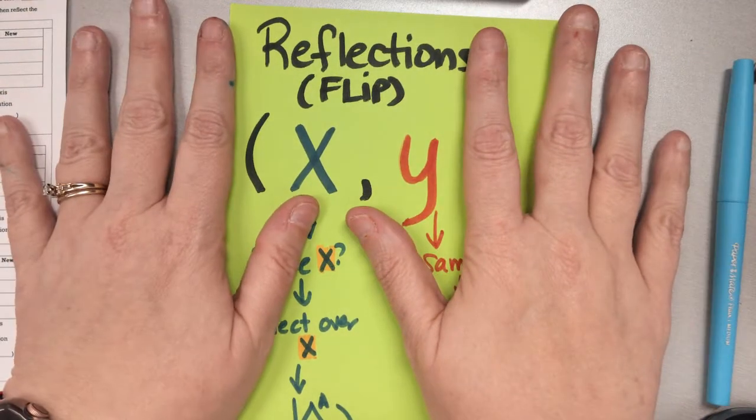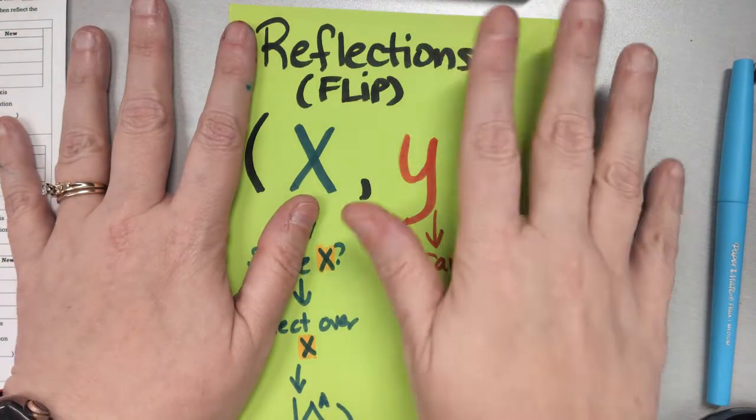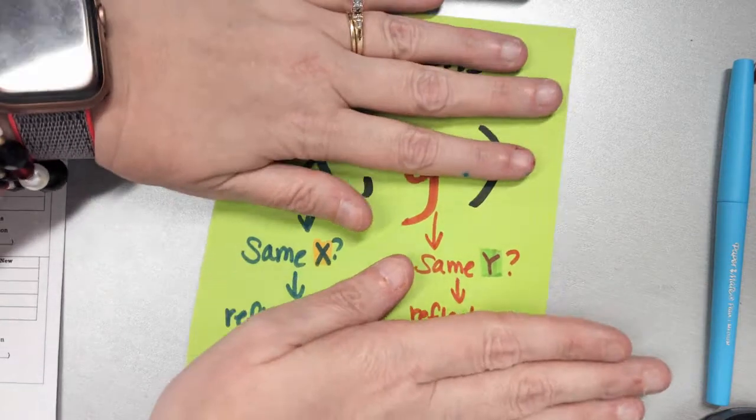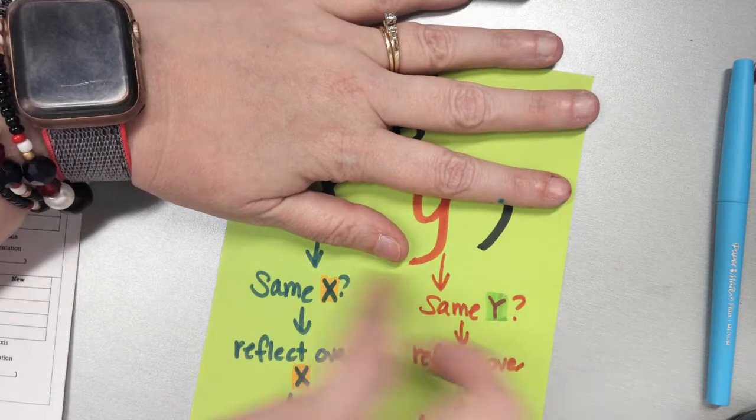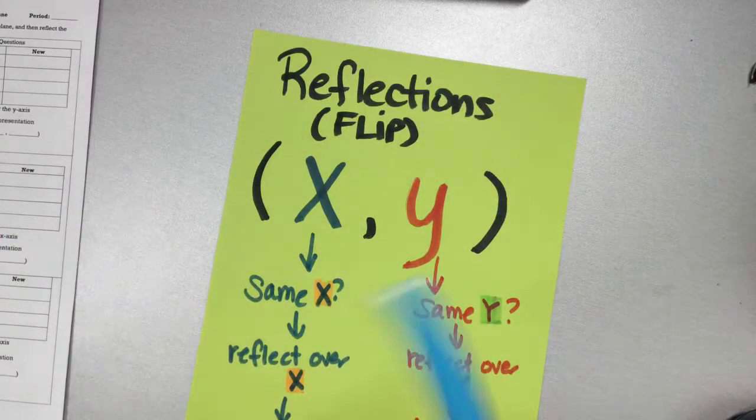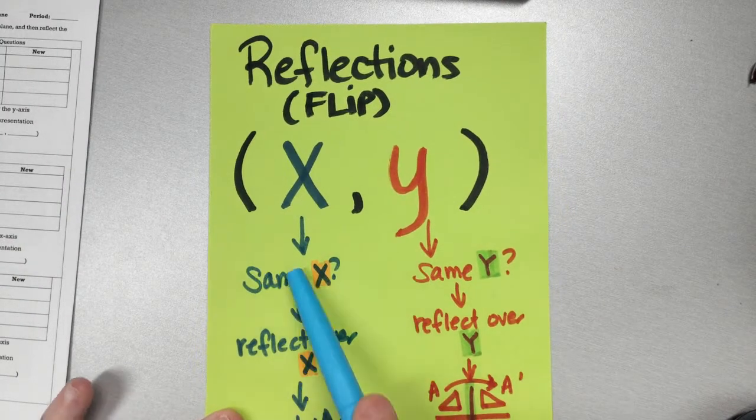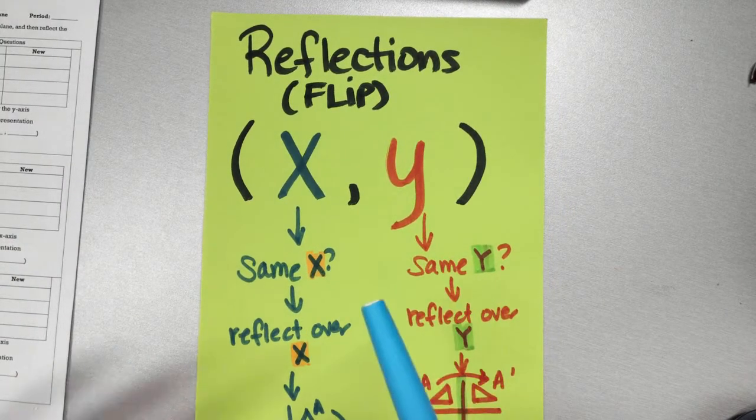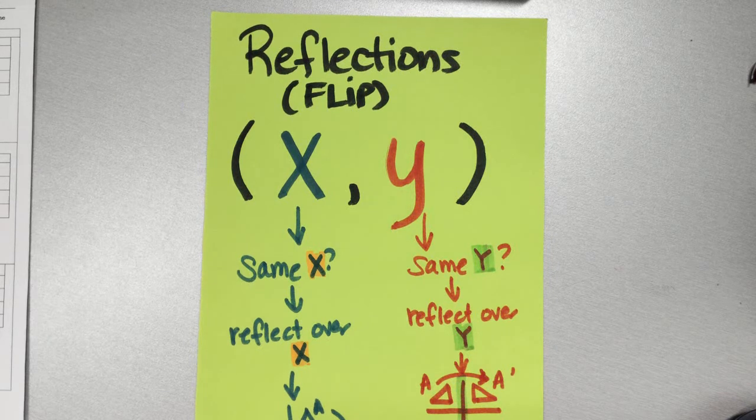And in this case, my hands are reflected across the y-axis. If I were looking at them like this, they'd be reflected across the x-axis. So in 8th grade, we only reflect over the x or the y-axis. We don't have to worry about any other reflections in 8th grade, just x or y.